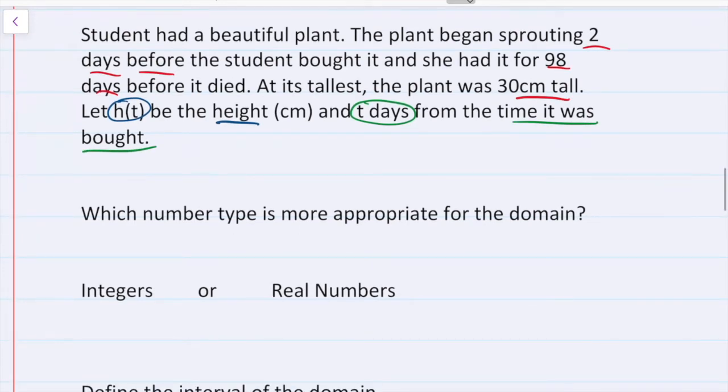So let's look at the options here. First of all, we have two questions here. Question number one says, which number type is more appropriate for the domain? We got ourselves two vocabulary words, guys.